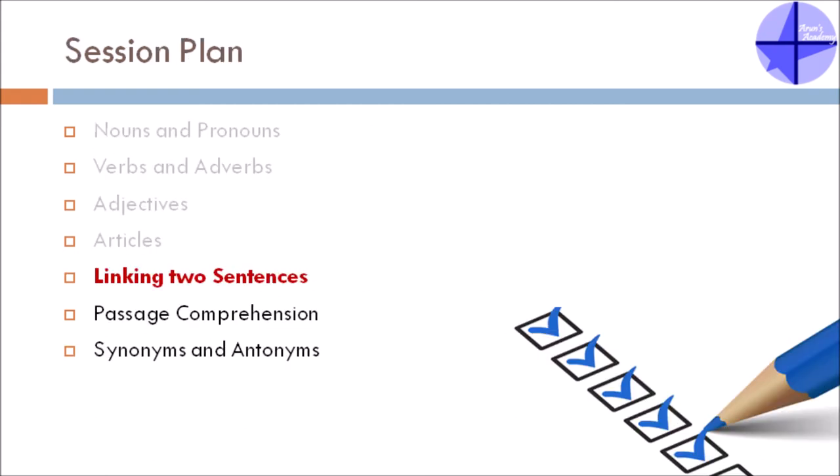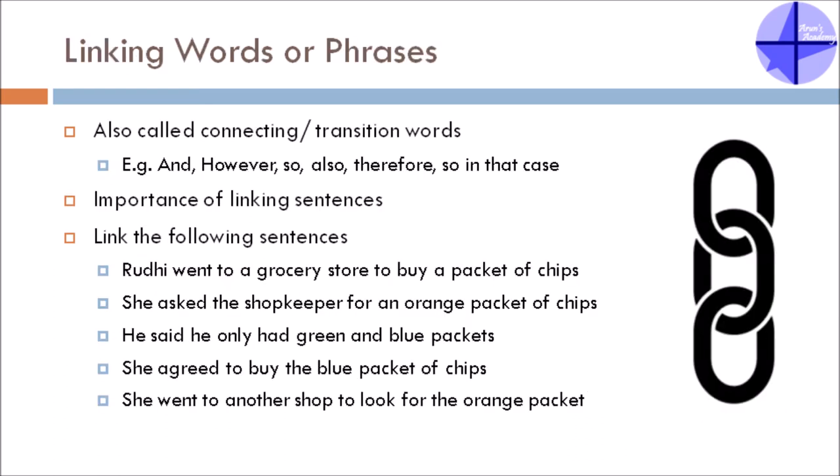All right. So next, let's focus on linking two sentences. How are we going to be more effective in the way we write or speak? The best way to be effective in your speech or writing is by combining two or more sentences. Why am I saying this? Let's figure it out. These linking words, also called connecting words or transition words, make your sentence or your paragraph a lot more interesting, a lot more advanced.